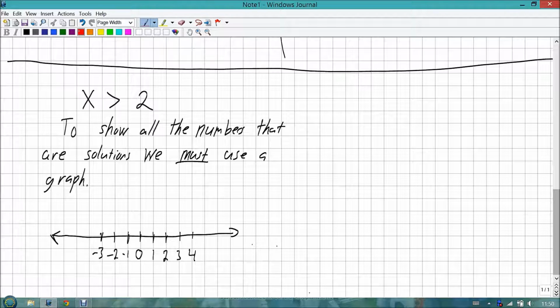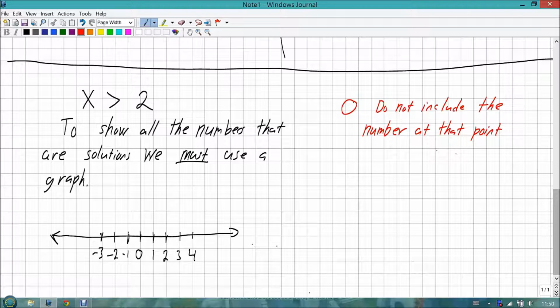And what we do is we have two ways of showing if we include a number or not. An open circle with a little line going through it, kind of like that, means that you do not include the number at that point. But if we have a solid dot, that means that we do include the number at that point.